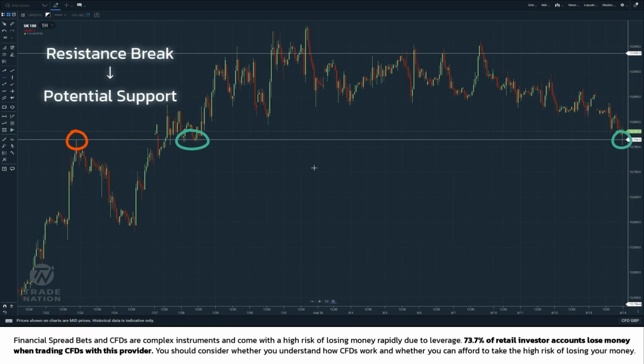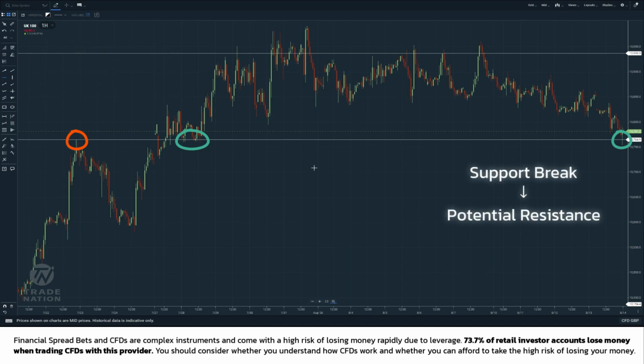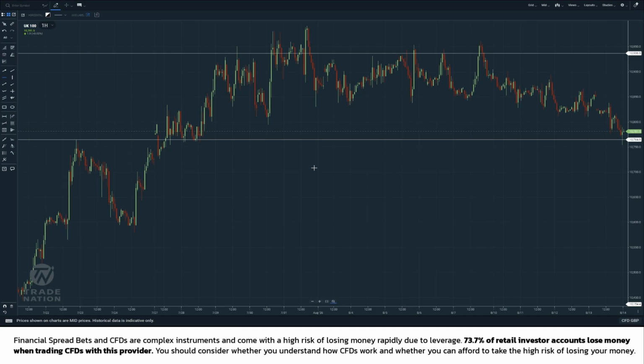Previous resistance can sometimes become support after price moves above it, while previous support can become resistance after a move below. Rather than assuming this will happen, watch how price behaves if it returns to the area.